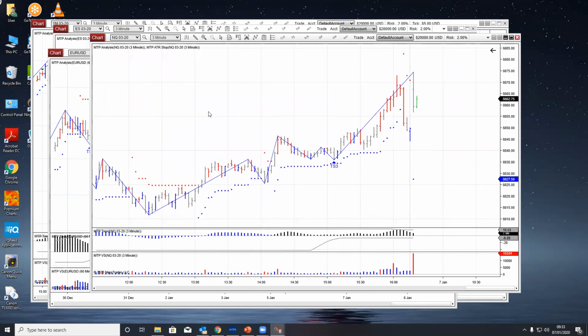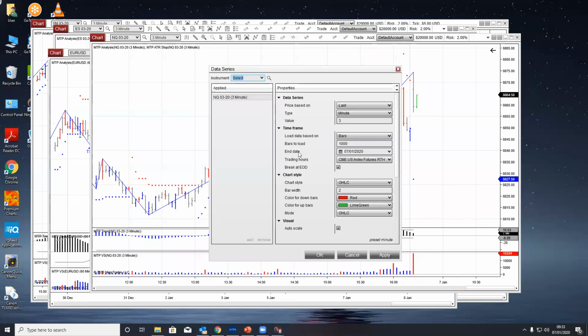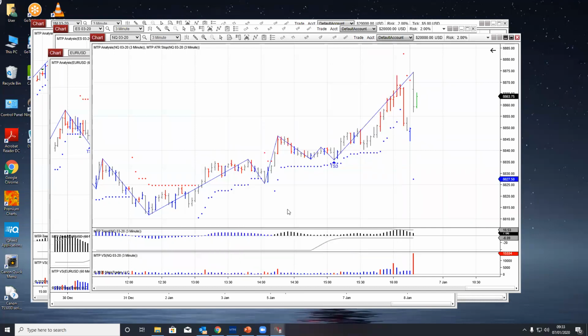Also, a couple of tips is if you right mouse click on a chart, do data series, when you set these charts up, only load 1,000 bars. Do not load more than that. If you load more than that, it will just get things bogged down. So you only want to have 800 to 1,000 bars. You can see here, this one here is bars 1,000. Just makes it a lot quicker and easier to do.